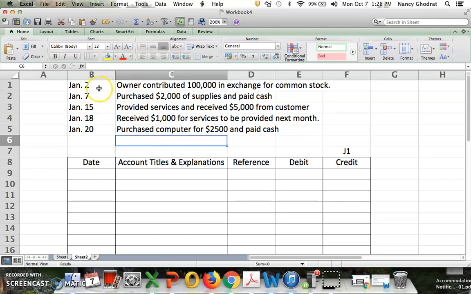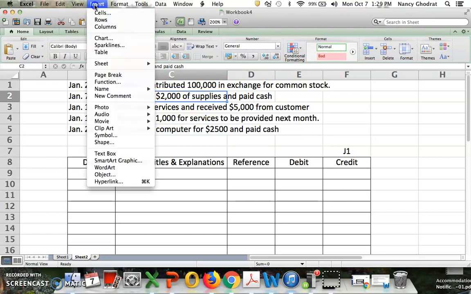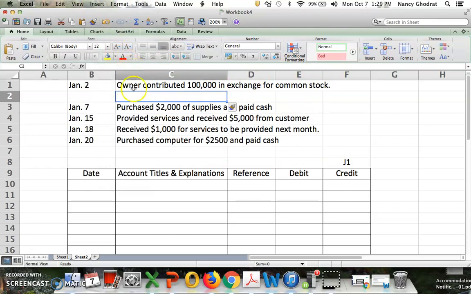The first transaction happened on January 2nd. Owner contributed $100,000 in exchange for common stock. So let's analyze it the way that we analyzed it in chapter 1. So we know that assets increase, and then we know that on the other side of the equation, common stock increases.